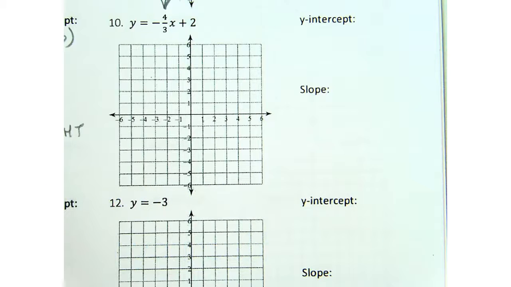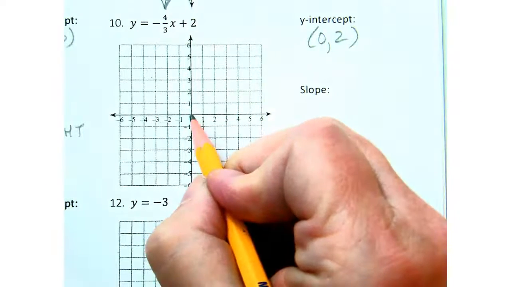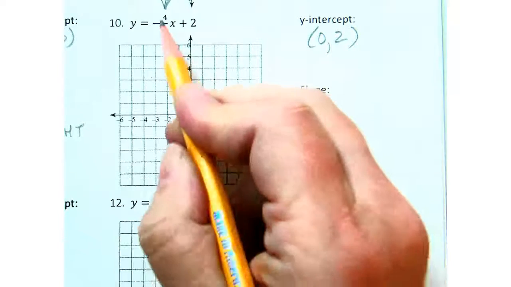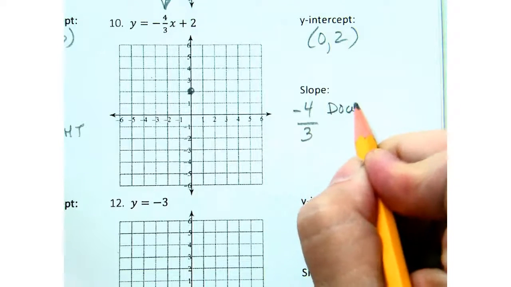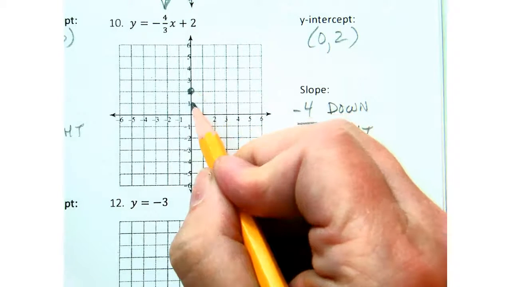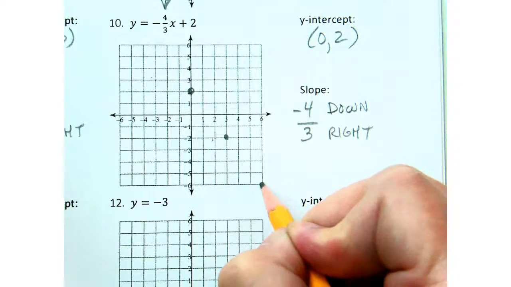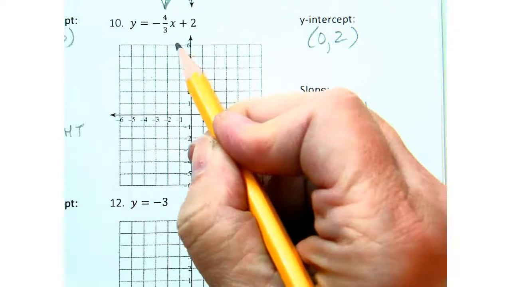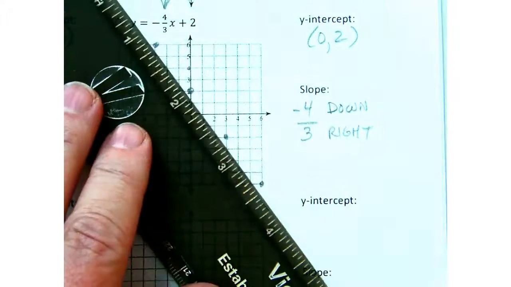Now that you have tried it, check your work. The y-intercept in this case is 2, so start at 0, 2. The slope is negative 4 over 3, so we go down 4 and right 3 from our starting point. Down 4, right 3. We can also go backwards by going up 4 and left 3. Use a ruler to graph the line.